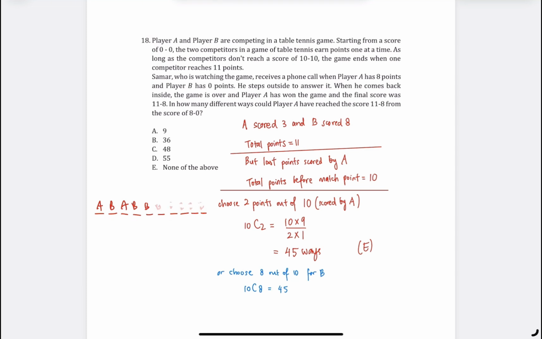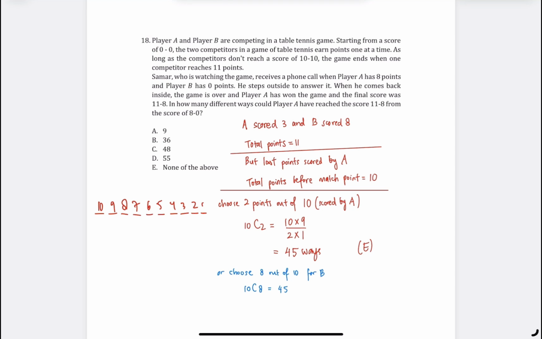Okay, in this case, as usual, there will be 10, 9, 8, 7, 6, 5, 4, 3, 2, 1. Okay, for the normal permutation and combination, we have 10 factorial ways because there will be 10 slots.